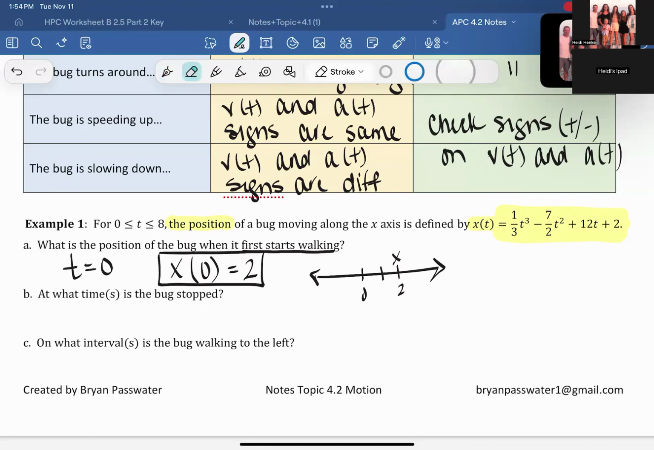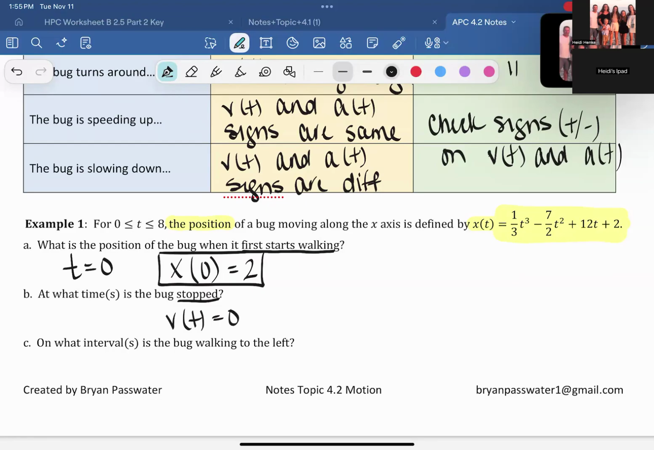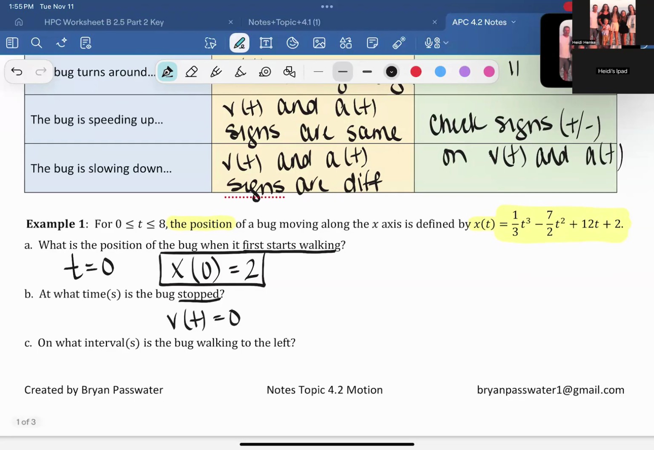Okay. At what time is the bug stopped? Stopped means you're looking for where the velocity is 0. We don't have an equation for velocity. We can find one though, because velocity is the derivative of position. So all I have to do is take the derivative of the position function that they already handed me. 3 times a third is 1 t squared minus 7 t plus 12. There's my equation for velocity.